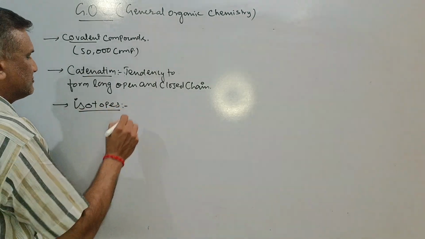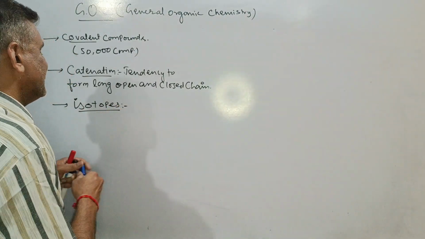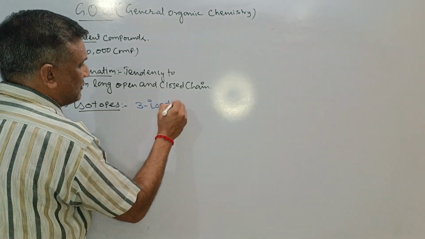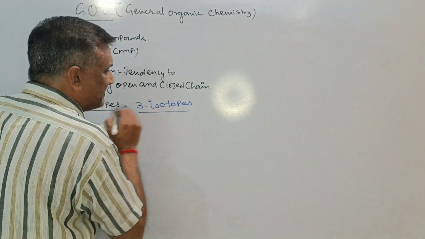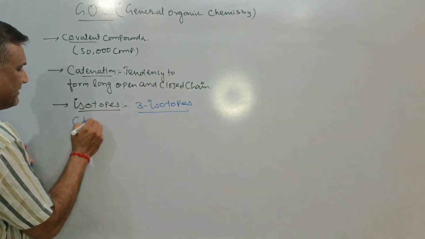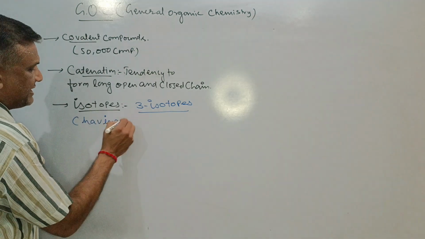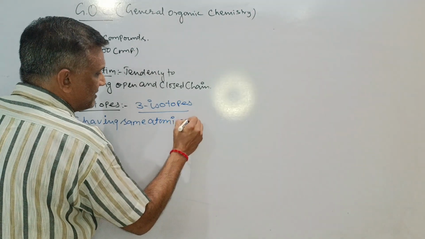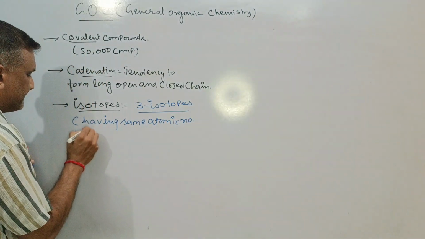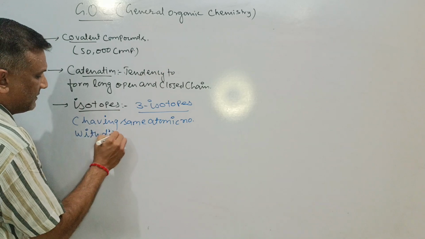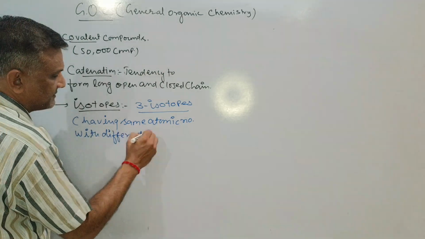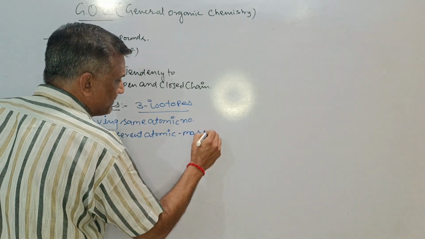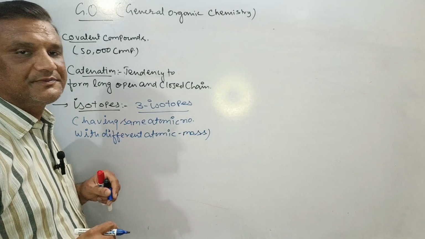Now I would like to go with the isotopes. If you go with the isotopes of carbon, then there are three isotopes of carbon. What is the meaning of isotopes? You can say having the same atomic number, meaning Z atomic number, with different atomic mass. Different atomic mass means A. Those are known as isotopes.